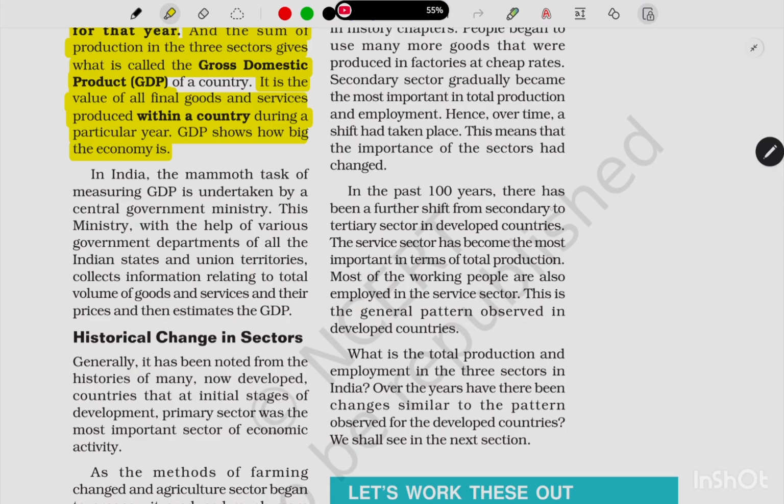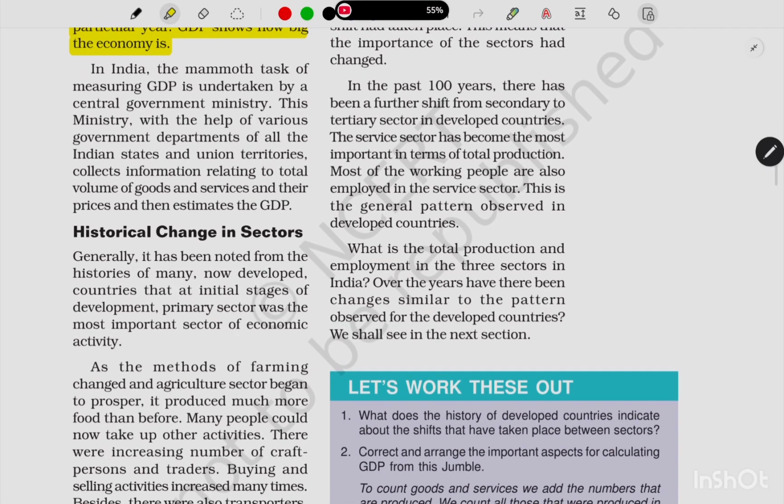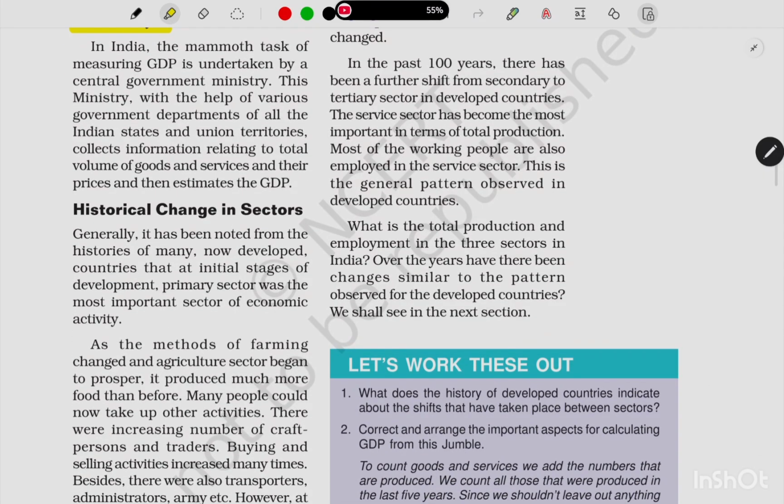In the past 100 years, there has been a further shift from secondary to tertiary sector in developed countries. The service sector has become the most important in terms of total production. Most of the people are also employed in the service sector. This is the general pattern observed in developed countries.